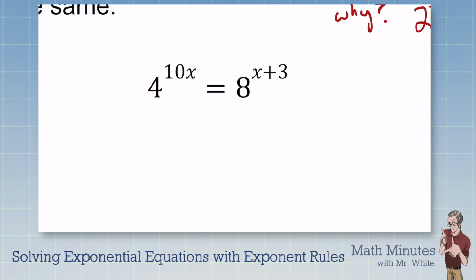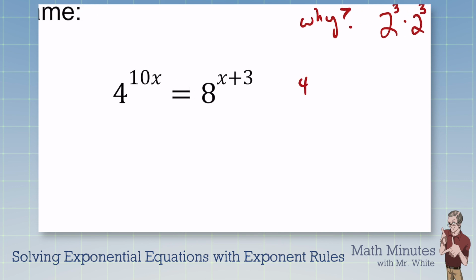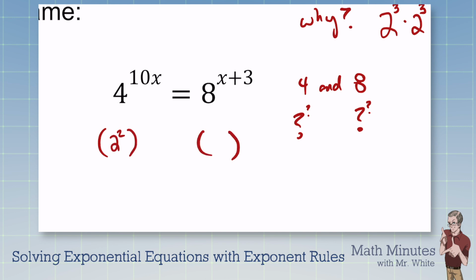Okay, so what about between 4 and 8? Is there a base, something to the something power, something to the something power, where they would have the same base? Well, 4 is 2 squared. 8 is 2 to the third power. Okay, so these are math facts that you have to realize and recognize. All right, so the x plus 3 is still the exponent. The 10x is still the exponent. See what I did here?